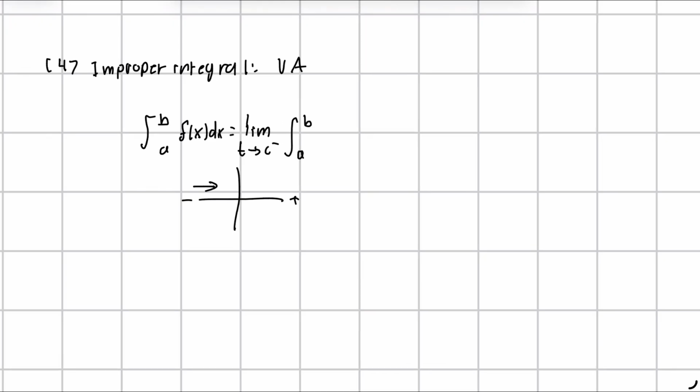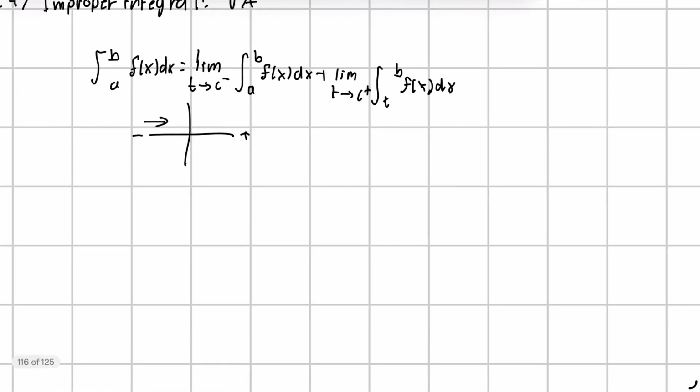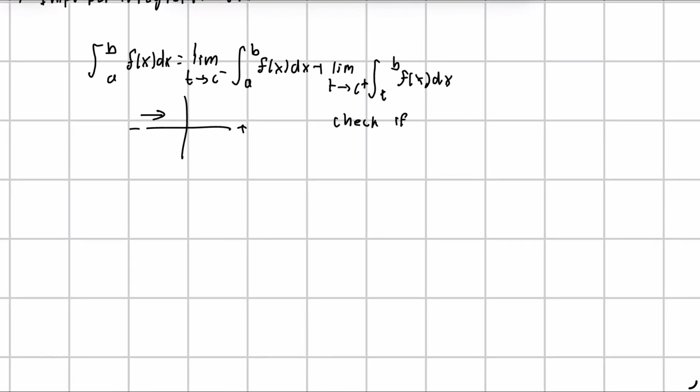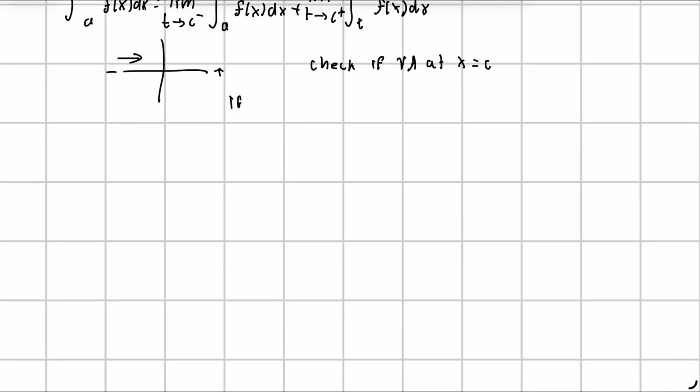You have the integral from a to t of f of x dx plus the limit as t approaches c from the right side, of the integral from t to b of f of x dx. So basically we're going to check if there is a vertical asymptote at x equal to a constant value c. We don't know what c is. We want to know if there is a vertical asymptote there. So you need to know that if the function is undefined inside or at an endpoint, you're going to use a limit.